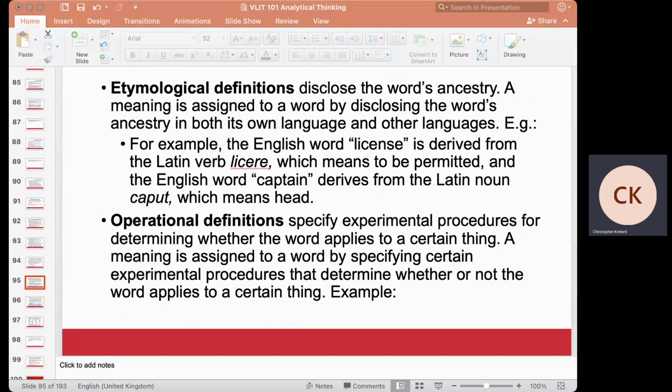It has become known as what? License. So license is derived from the Latin word licere. So the Latin verb licere means to be permitted. And the English word captain derives from the Latin noun caput, which means head. So you put together, you know where it is coming from. So talking about license, that is the background, that is the parental background, that is the ancestry.